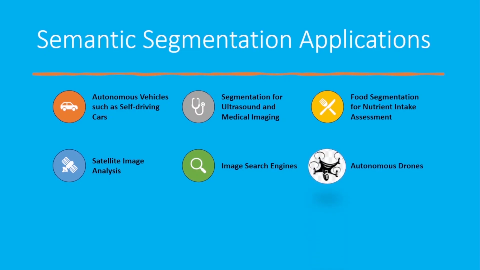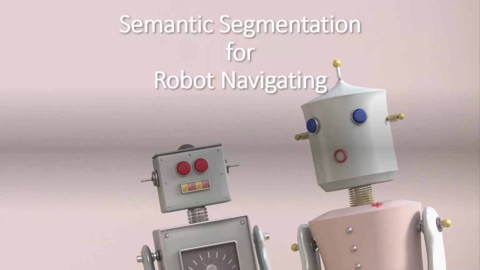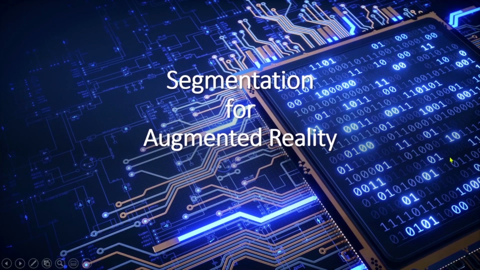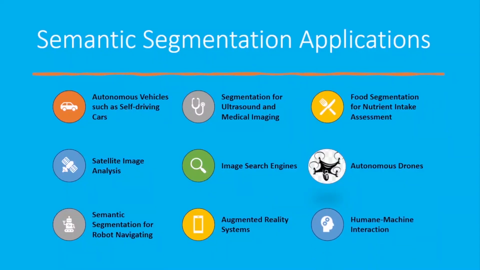The drone uses semantic segmentation to identify and locate objects. The robot uses semantic segmentation to identify and locate objects such as furniture, people, and other obstacles in the environment. Semantic segmentation can also be used in augmented reality entertainment applications. Semantic segmentation can be used in human-machine interaction.